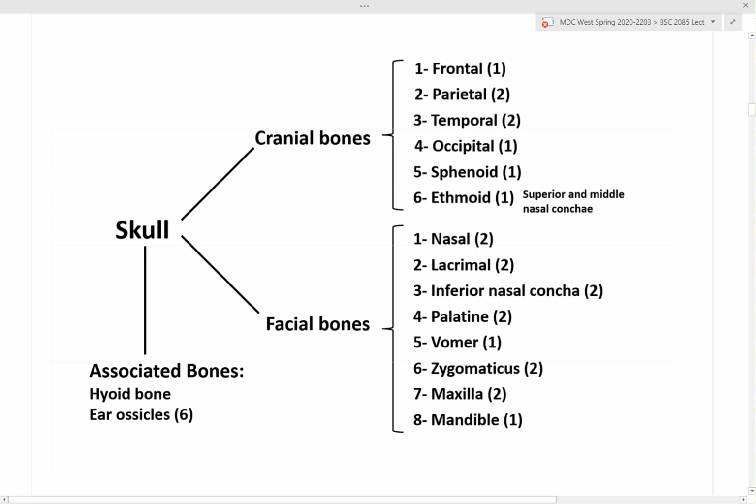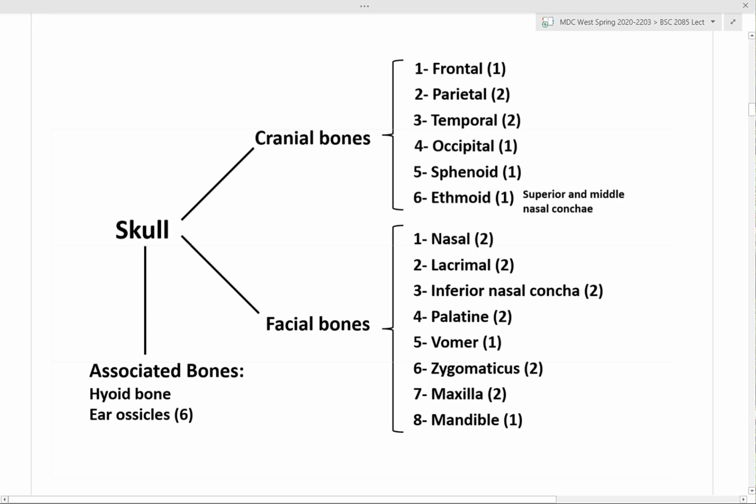So how many ossicles do you have? 6. There are 3 on each side. So the total is 6 because you have ears on both sides, right? And even if you don't have the ear, the ossicles are still inside, right? So those are the malleus, incus, and stapes, which later on we're going to talk about. Okay? Where's your hyoid bone?